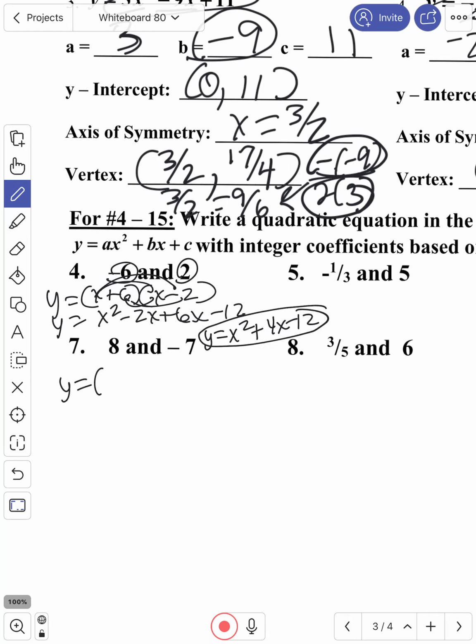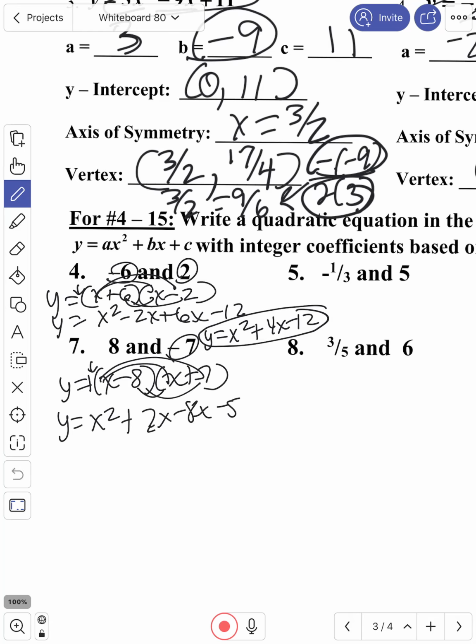On this one, I'm going to have x minus 8 and x minus negative 7. Keeping in mind that these really might have a number in the front of them also, but right now we don't have enough information, so we're assuming the number's 1. All right, FOIL gives me x squared plus 7x minus 8x minus 56. So my answer is x squared minus x minus 56 for that one.